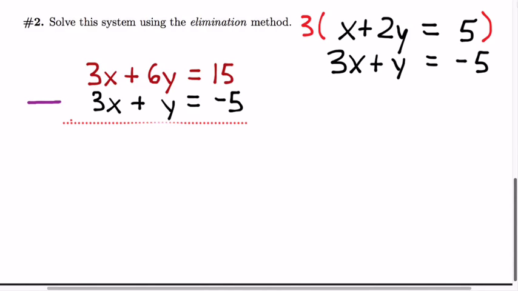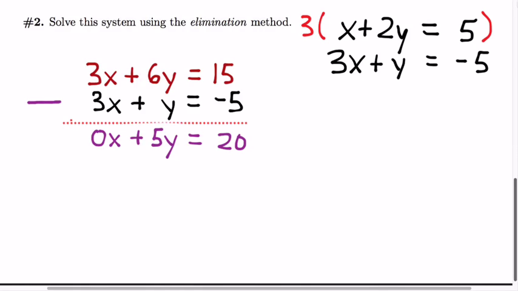If I want to eliminate the x, because my coefficients of x are exactly identical in the two equations, what I need to do is subtract. If I subtract 3x from 3x, how many x's do I end up with? Yeah, none. And then 6y minus y, 5y. And then here's a great place to make a sign error. What's 15 minus negative 5? Yeah, so that ends up being 20.